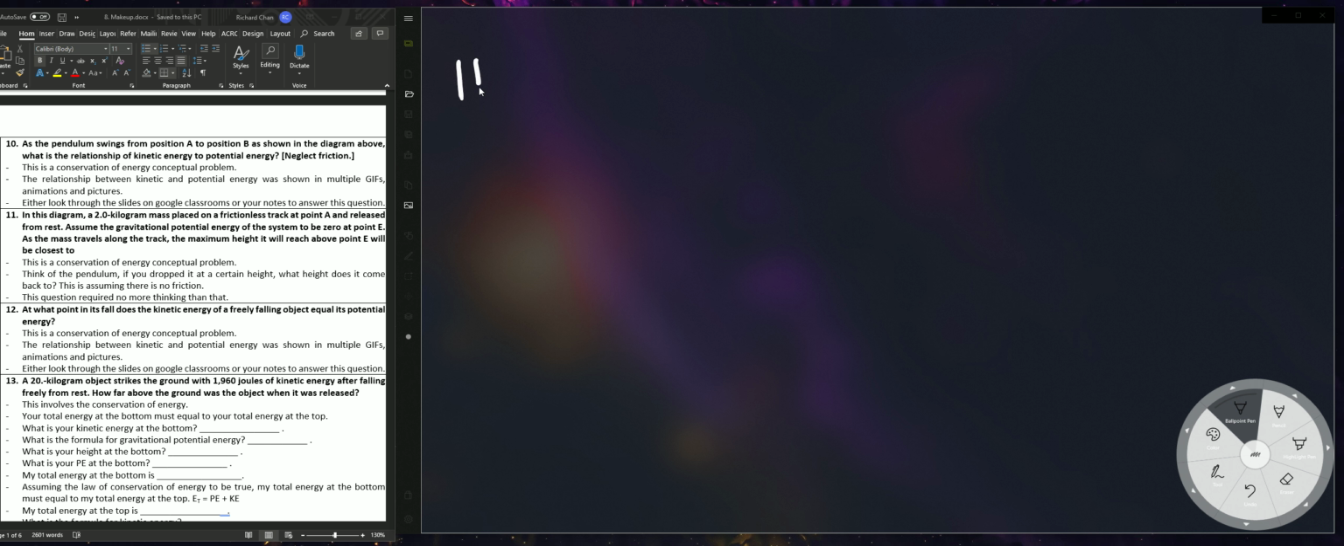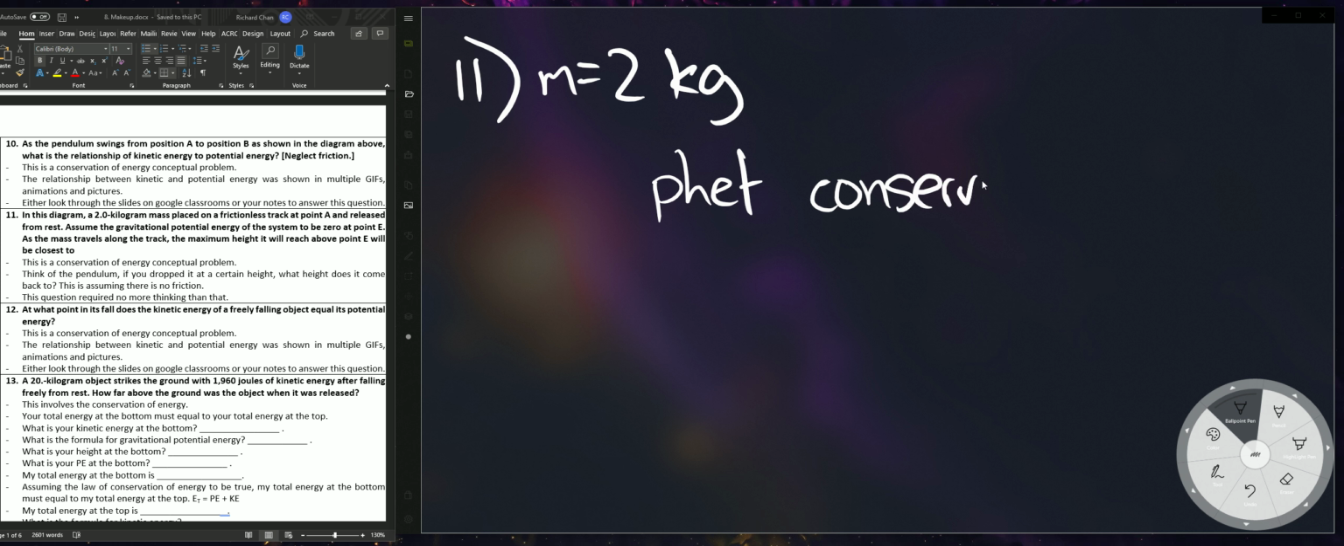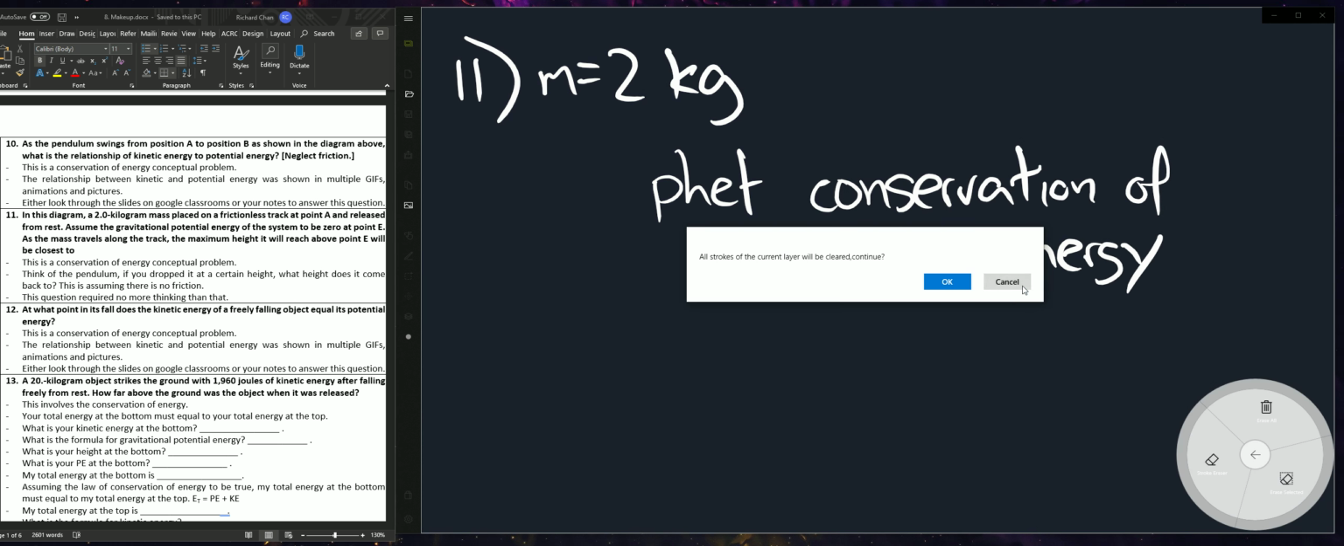11. In this diagram, a mass is 2 kg, and the gravitational potential energy of the system is taken to be 0 at E. The maximum height the mass will reach above point E is closest to what? Now, I showed you this on the PhET simulation. If you want to see it, you can just Google PhET conservation of energy. I think it's either that or internal energy, conservation of energy. And if you release, let's actually think about this for a second.